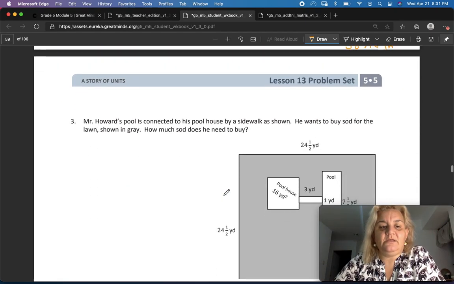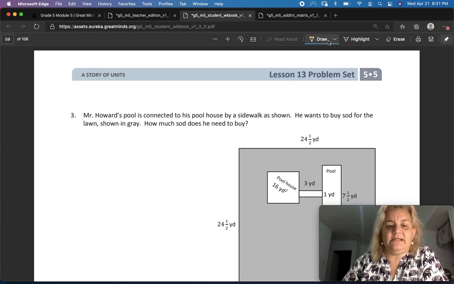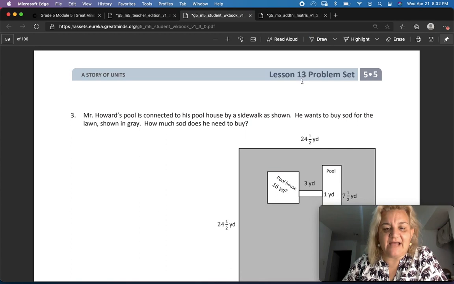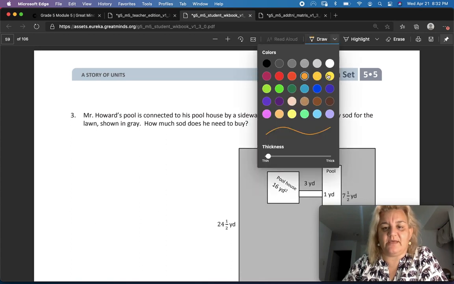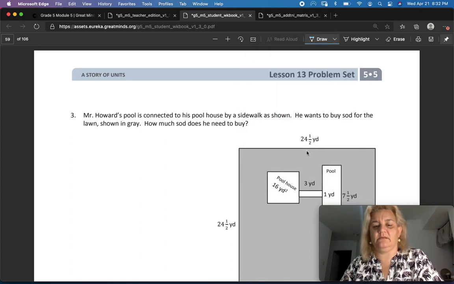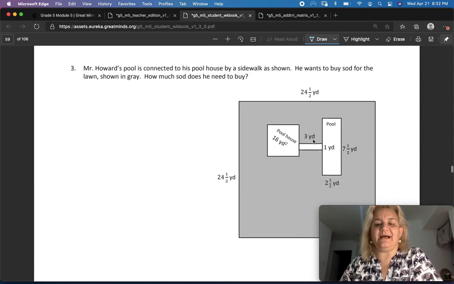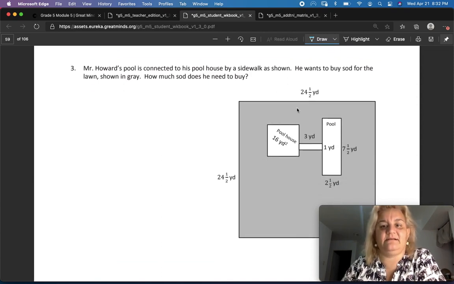Okay. Number 3, Mr. Howard's pool is connected to his pool house by a sidewalk, as shown. Okay, well, let's look. He wants to buy sod. Oh, this is a complicated one, I can tell already. Buy sod for the lawn, shown in gray.